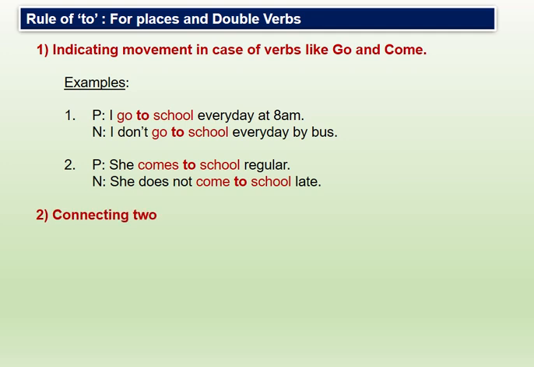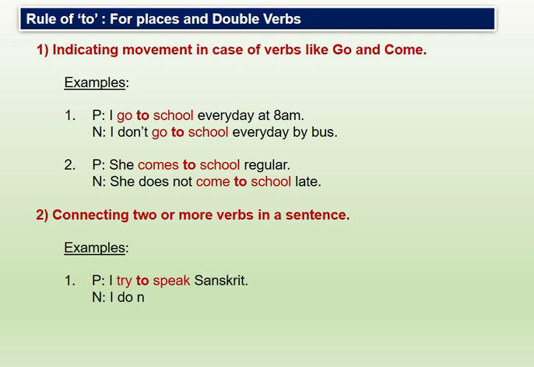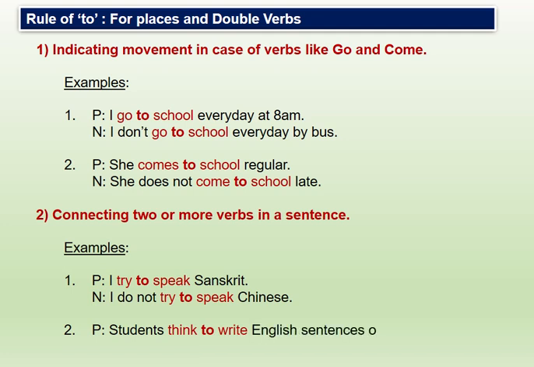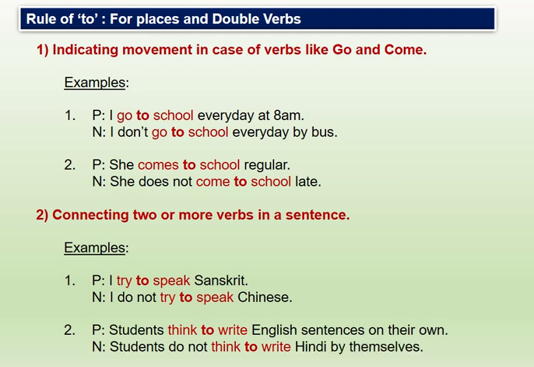According to this rule, 'to' is used for connecting two or more verbs in a sentence, and you can see a couple more examples here as well. According to the first example, I try to speak Sanskrit, I do not try to speak Chinese, right? Students think to write English sentences on their own, students do not think to write Hindi by themselves.